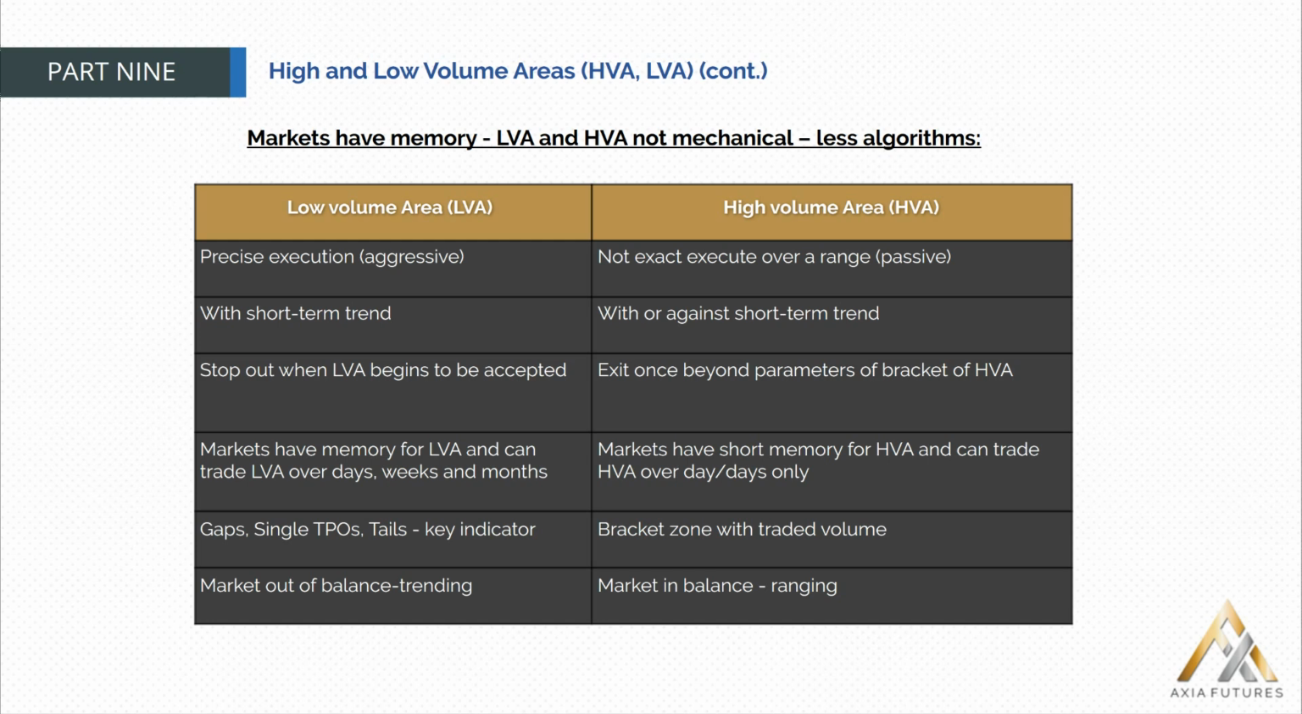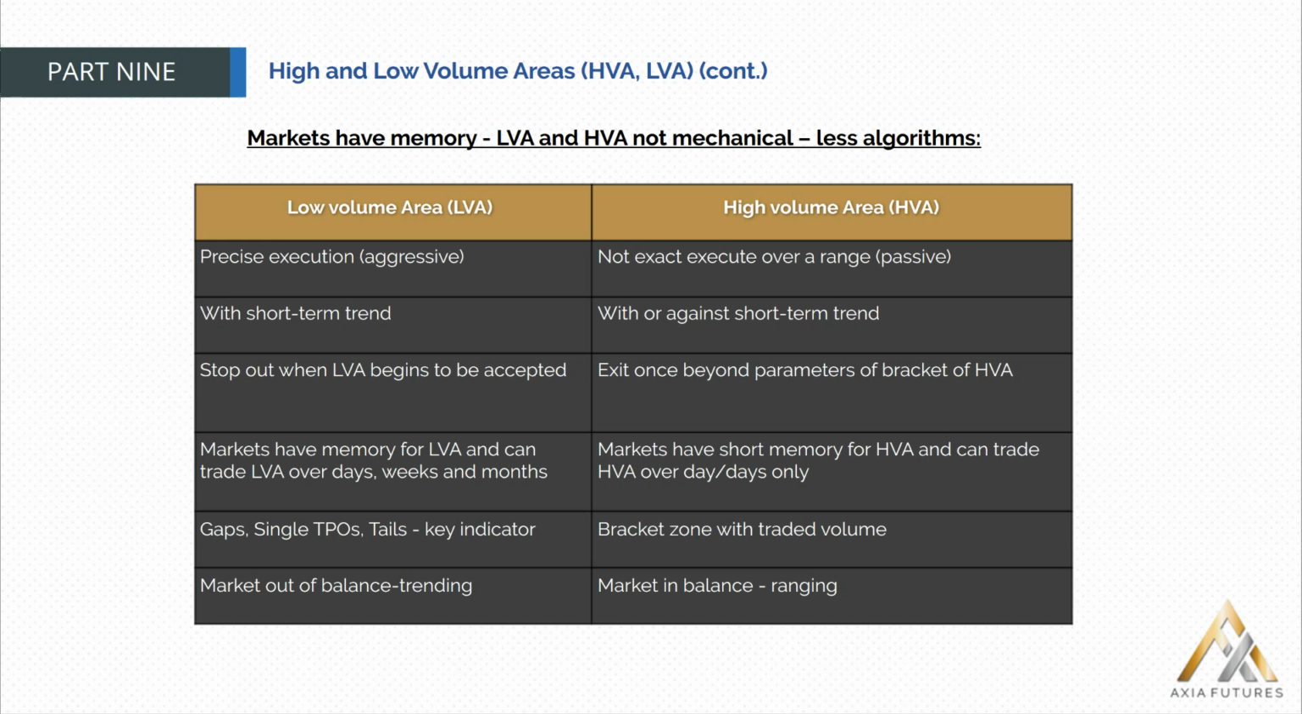In terms of the low volume area then, markets have memory for low volume areas and can trade low volume areas over days, weeks and months. So they can leave these low volume areas for a very long time, constantly showing this initiative. So, just because you've taken the trade once with a short-term trend, it doesn't mean you can't take it a second and a third and a fourth time. The market can leave these low volume areas for a very long time.